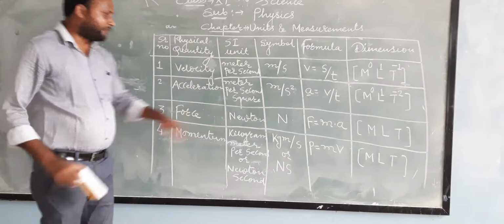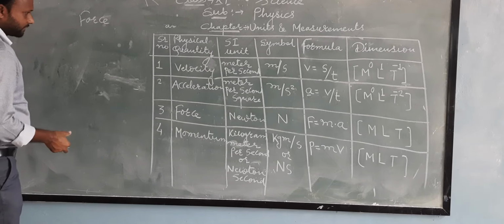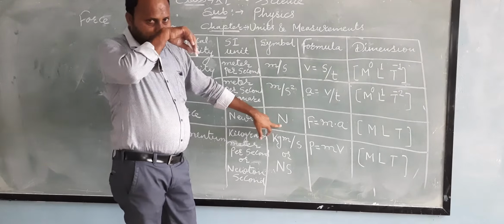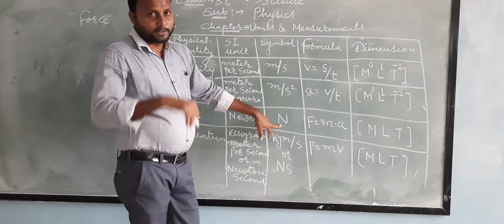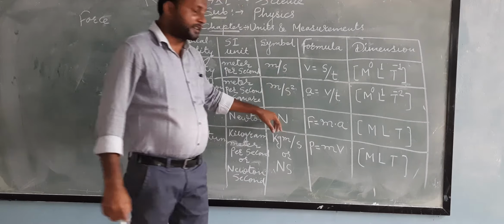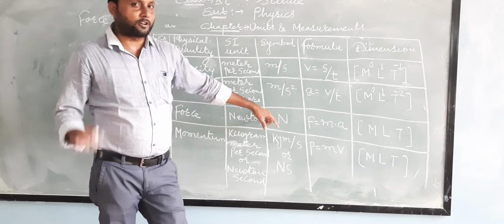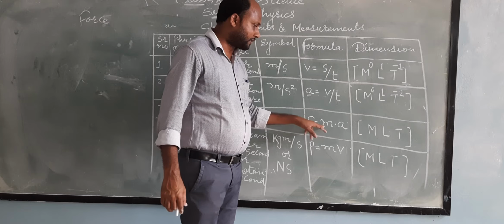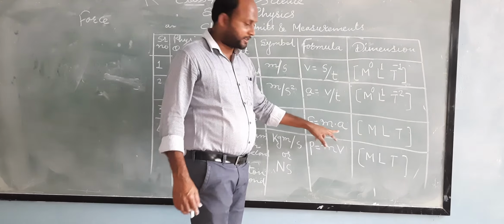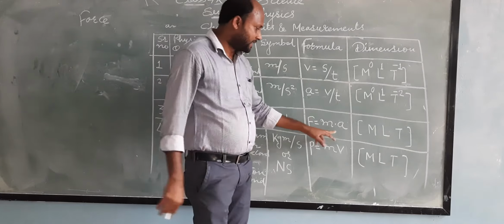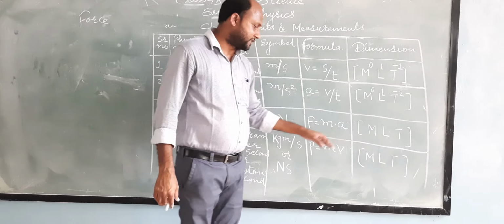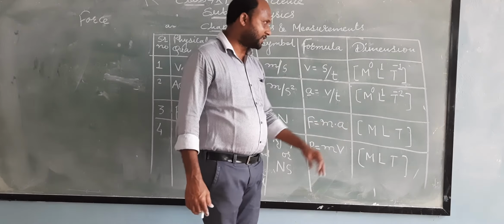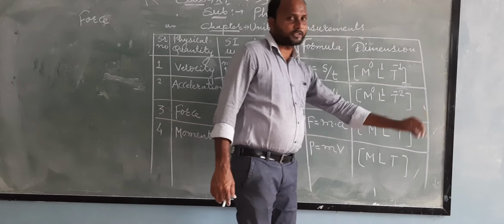The SI unit of force is Newton, and its symbol is denoted by capital N. Always remember, the symbol of Newton is always denoted by capital N, not small n. And the formula of force is force equals mass into acceleration. Here small m stands for mass and small a stands for acceleration. So the formula of force is mass into acceleration, and now we have to find out its dimension.